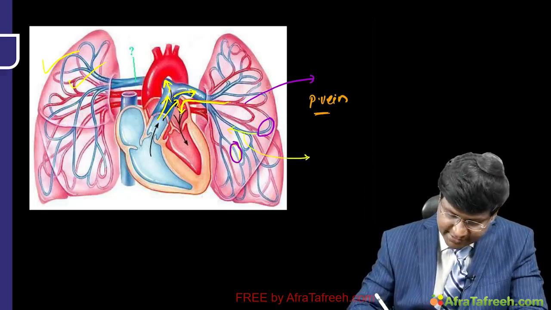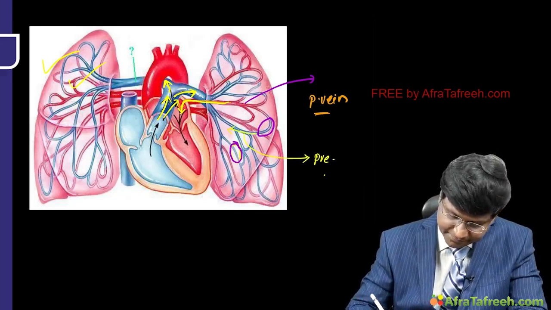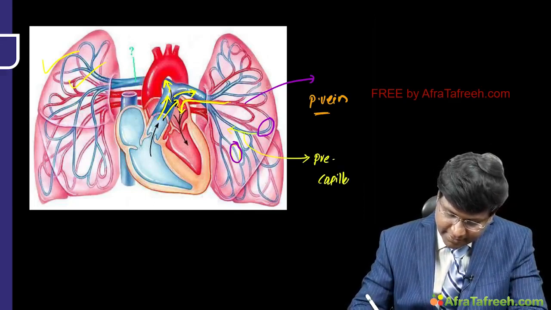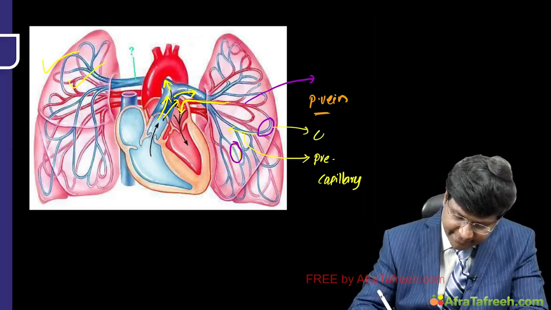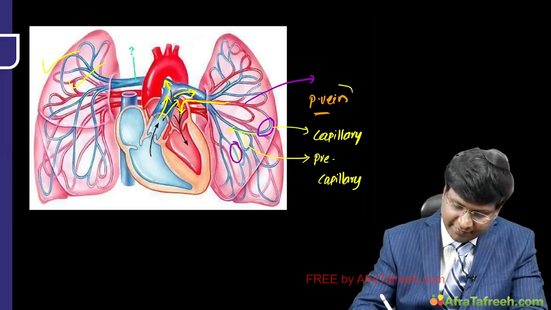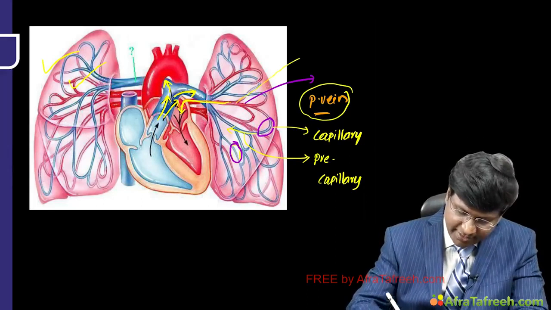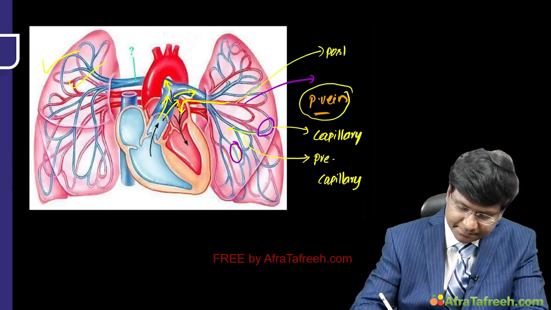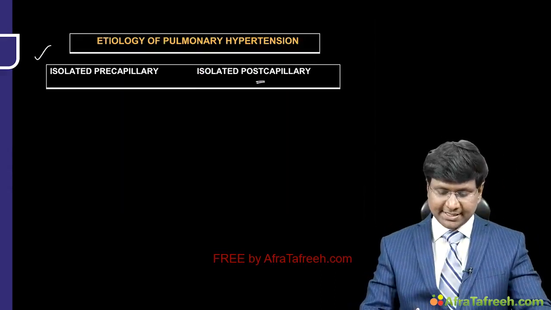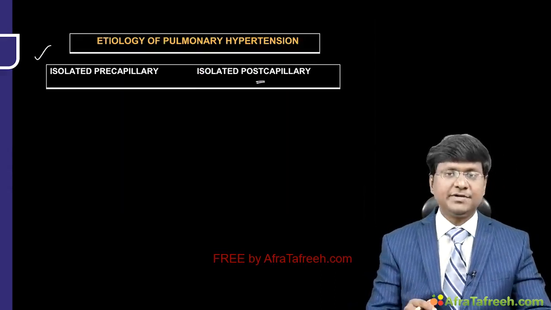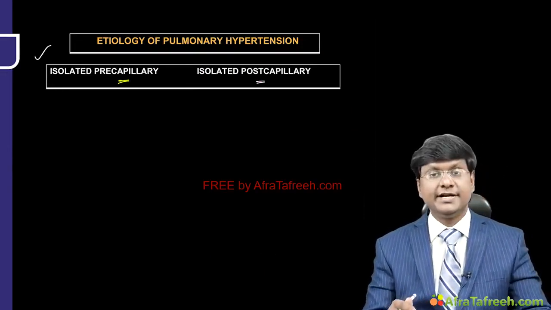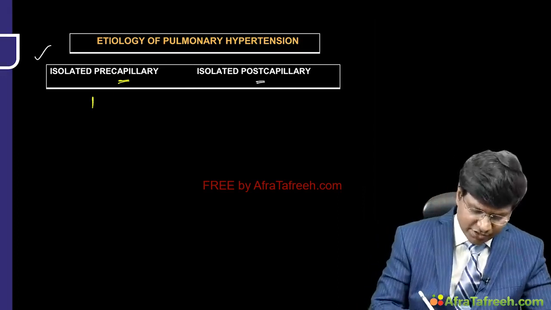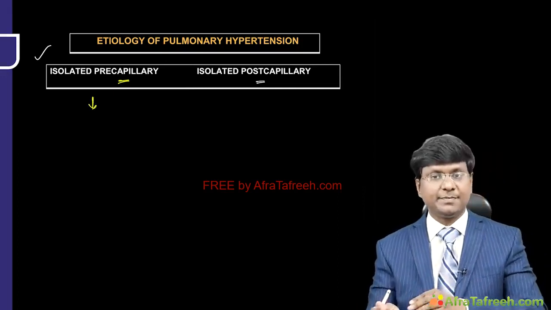So this we call the precapillary, right? And the part of the vessel after the capillary, see, this is the capillary. After the capillary, what you have is a pulmonary vein, and that will be your postcapillary, right? So the other way this pulmonary hypertension is classified is isolated precapillary and isolated postcapillary. Now, what are the causes of isolated precapillary pulmonary hypertension?